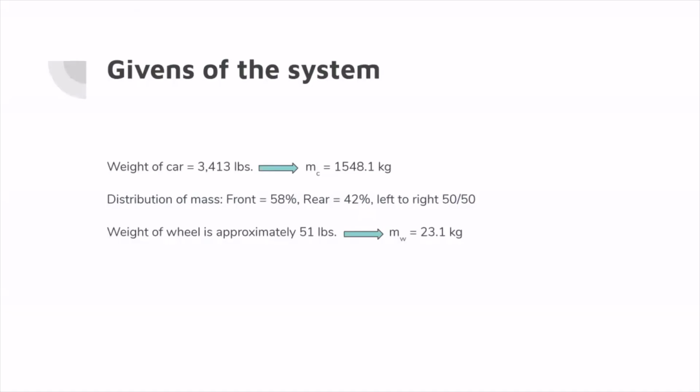According to online data, the weight of the car is 3,413 pounds. However, converted into kilograms, it's 1,548.1 kilograms. Distribution of mass is 58% up front, 42% in the back, and left to right is 50-50. Weight of the wheel is approximately 51 pounds. Converted to kilograms, that is 23.1 kilograms.